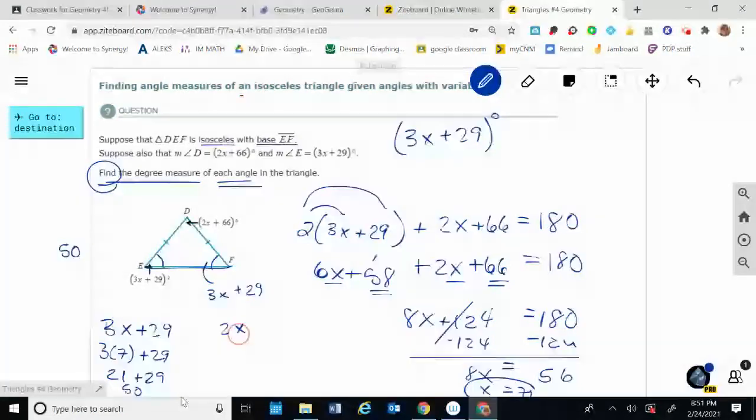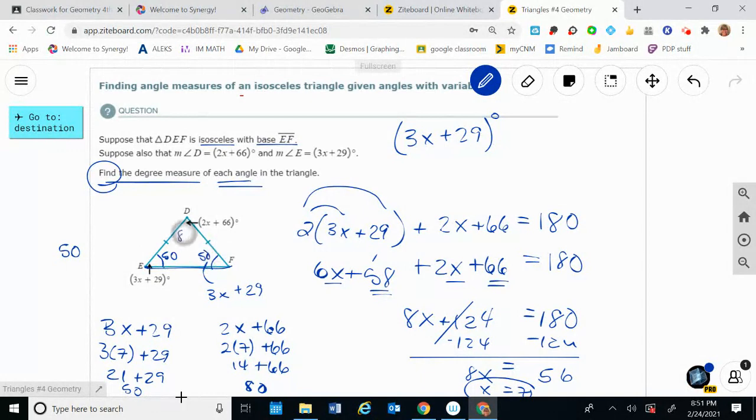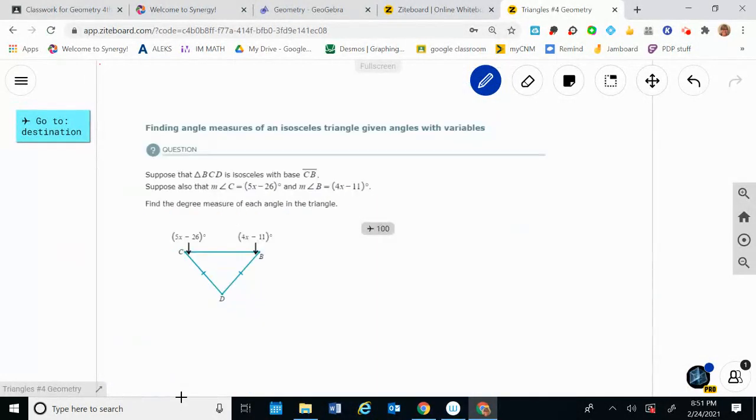Then you have 2x plus 66, formula, substitution, resolution. 80. And then you have to ask yourself, does that add up to 180? If this is 50 and this is 50, does it make sense that this is 80? Yes, it does. Okay, next, you can shut this off if you want, like pause it.